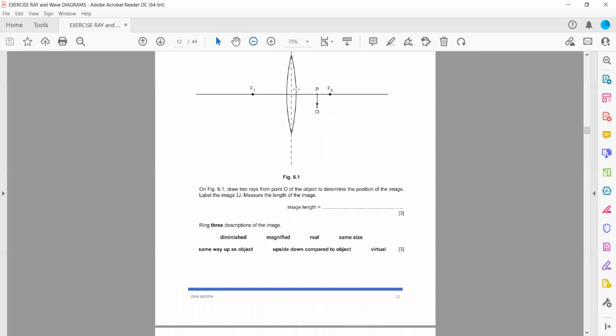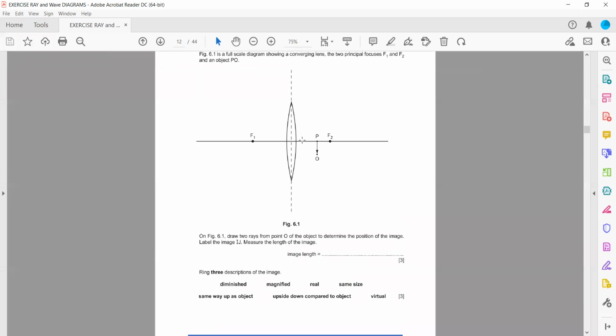The parallel light ray. Remember, whenever the object is between the focus and the lens, the image will always be virtual. So first, the parallel light ray will pass through the focus. One through the center of the lens will pass straight. So these two light rays will never intersect because the distance is increasing.